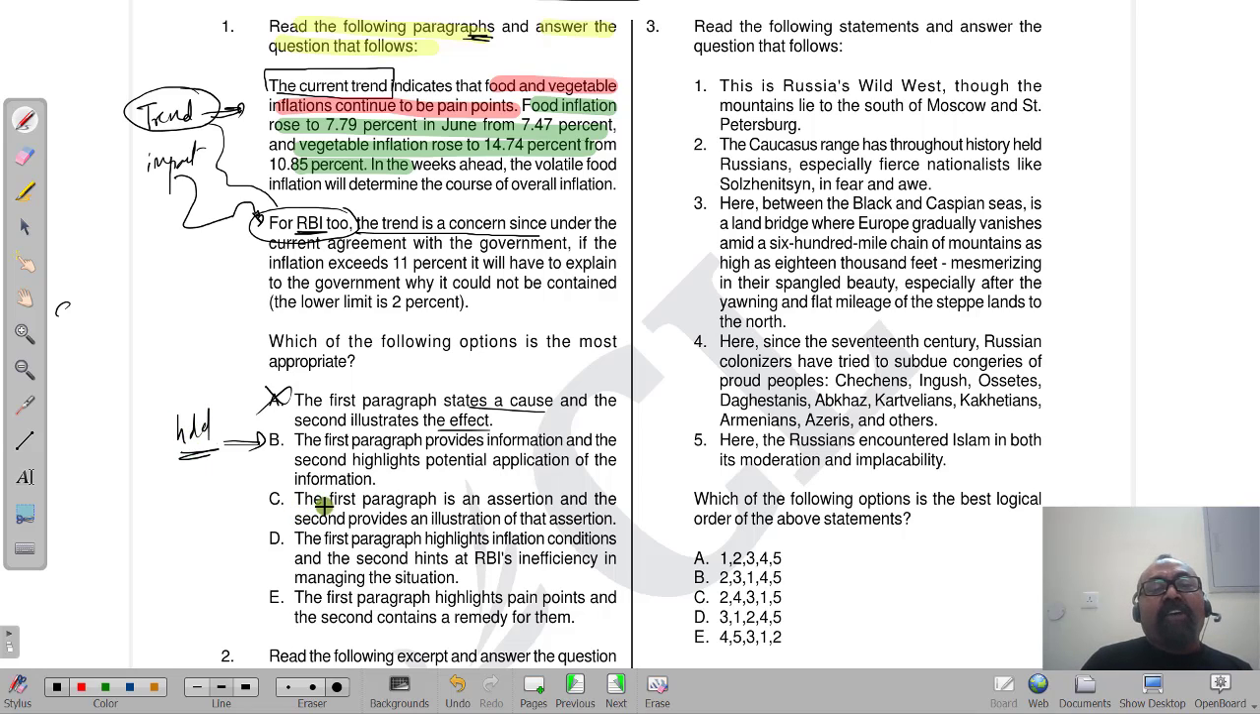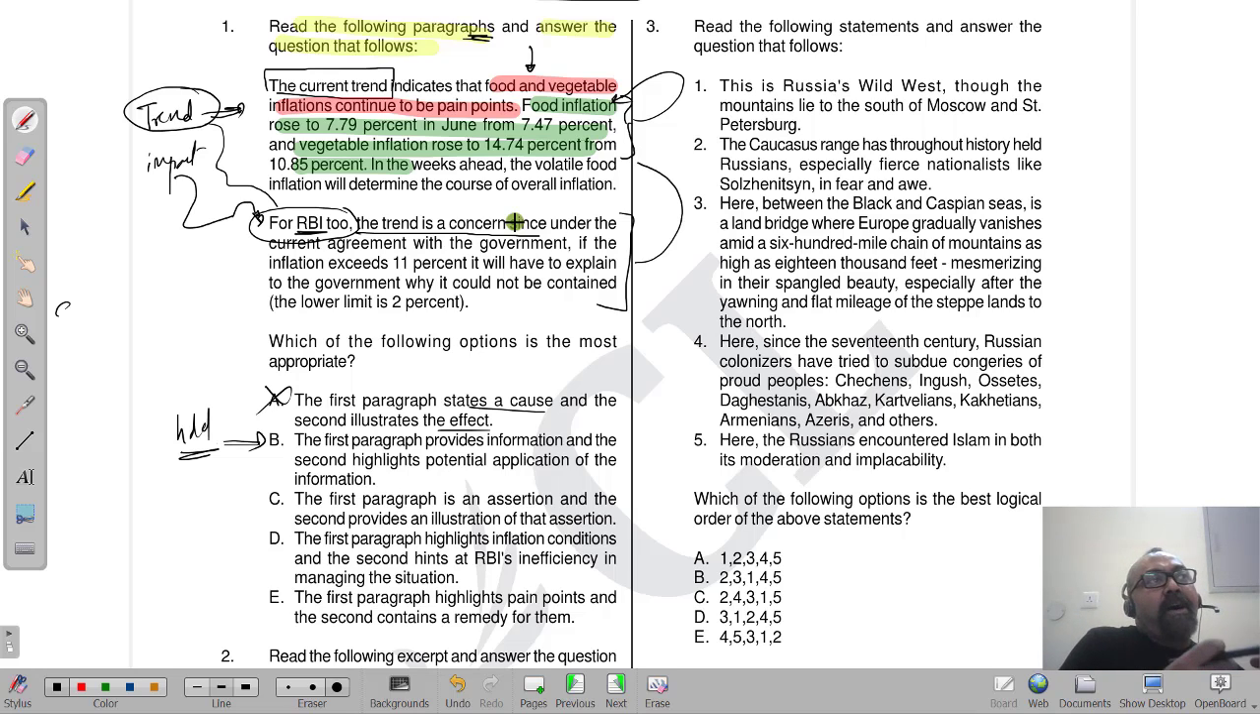So C says the first paragraph is an assertion, and the second provides an illustration of that assertion, which is incorrect. So he has made an assertion here, or a point of view here. The food and vegetable inflation continue to be pain point, and actually the assertion is explained in the first paragraph itself. The second paragraph's role is not to explain the first paragraph.